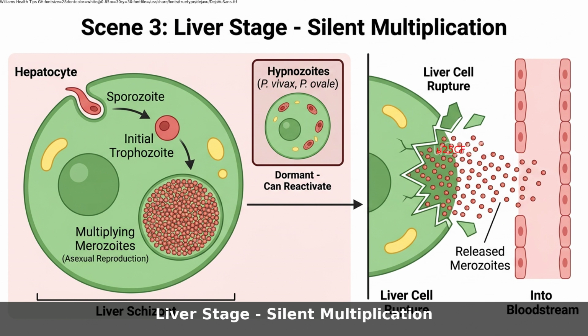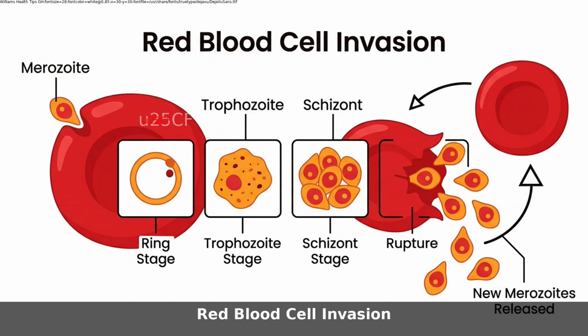Inside the liver, the sporozoites invade liver cells called hepatocytes. Here, they multiply rapidly. One sporozoite can produce thousands of merozoites. Eventually, the infected liver cells rupture, releasing these merozoites into the bloodstream. In Plasmodium vivax and Plasmodium ovale, some parasites remain dormant as hypnozoites, which can reactivate months or even years later, causing malaria to return. Now the real disease begins.